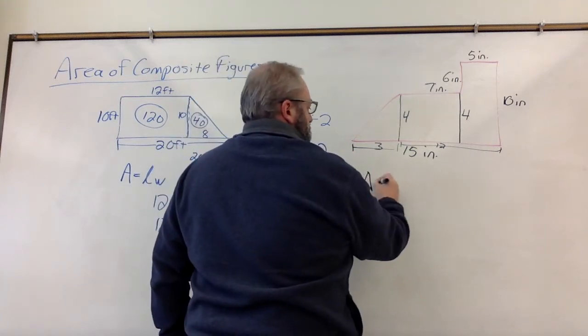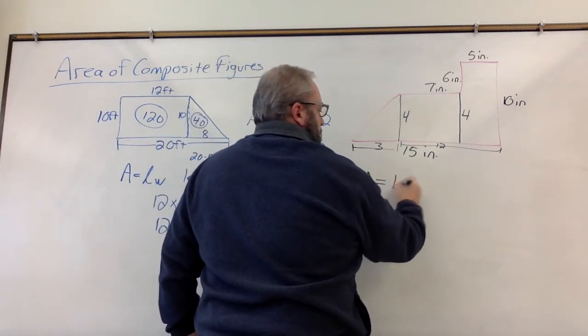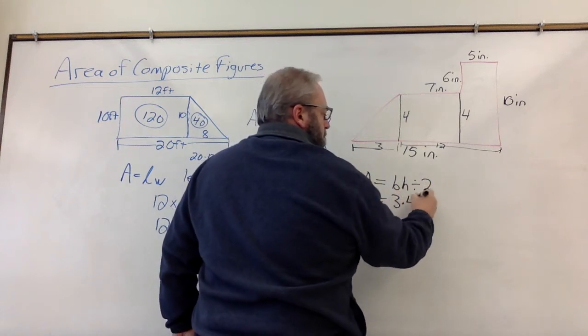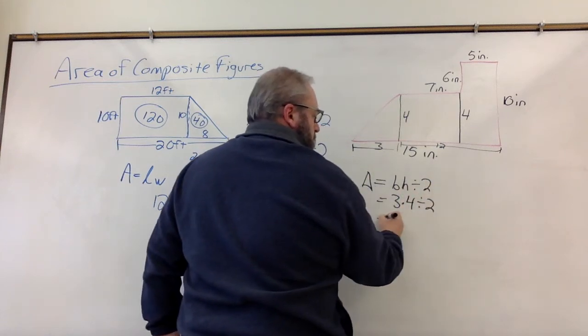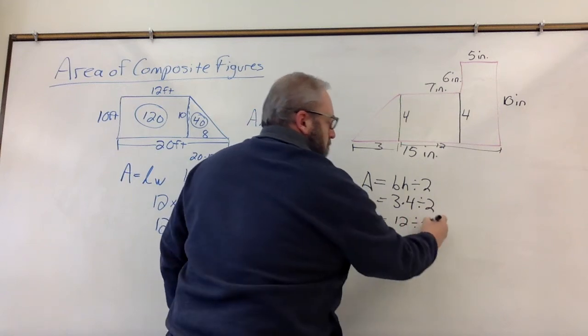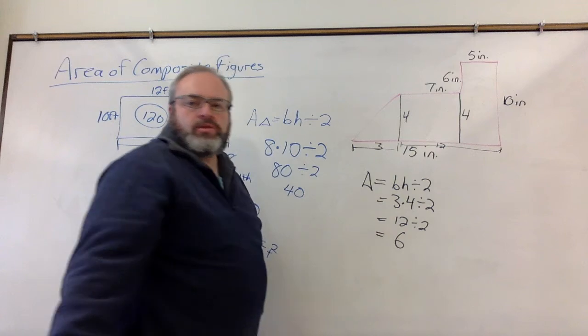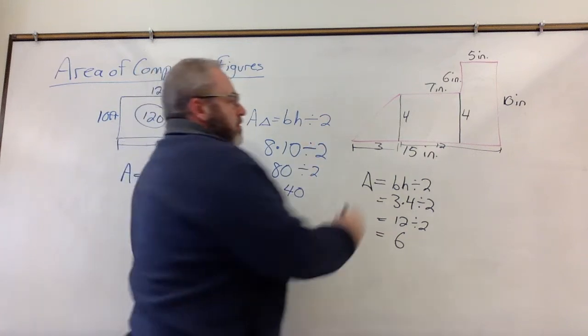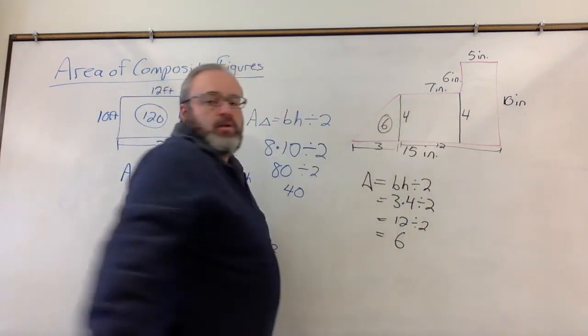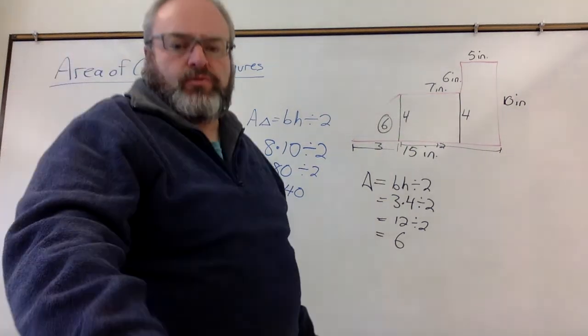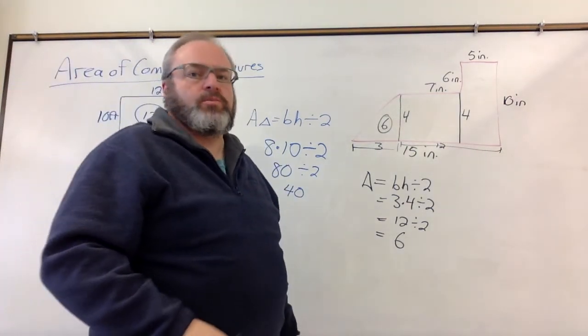So the triangle: base times height divided by 2, which is 3 times 4 divided by 2, or 12 divided by 2, or 6. So all that work, and we got that part. Now that was the hardest part, so we got that over with first. So let's look at the easier parts.